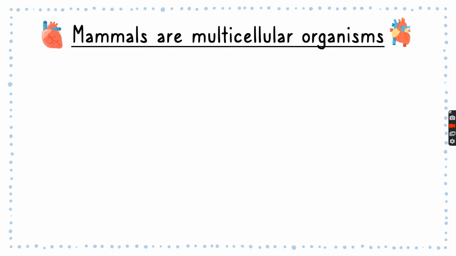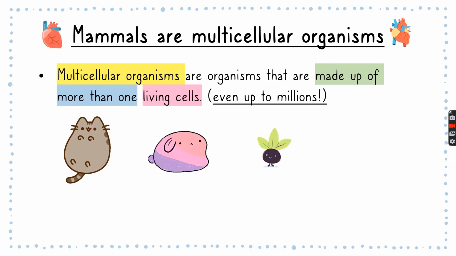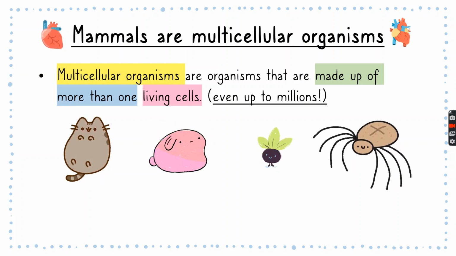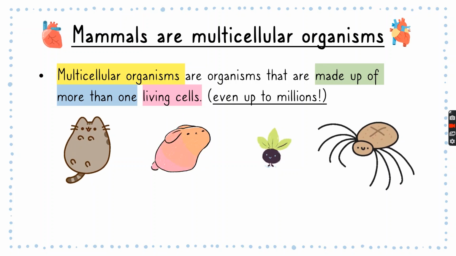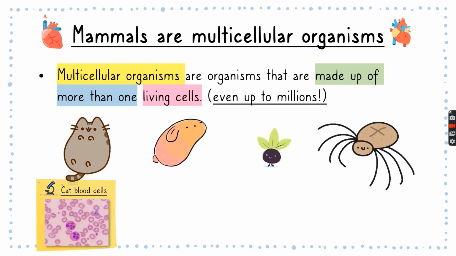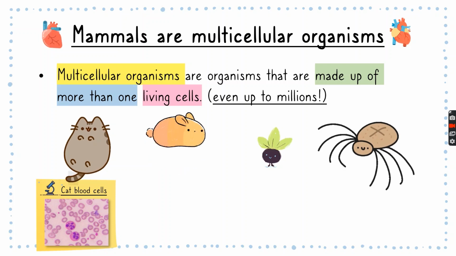So the first point we need to make is that mammals are multicellular organisms. What do we mean by that? Multicellular organisms are organisms that are made up of more than one living cell. It can even go up to millions of cells. All of these organisms here, we have animals, plants, and insects. They are multicellular organisms. A good example is if we look under the microscope and look at their blood.